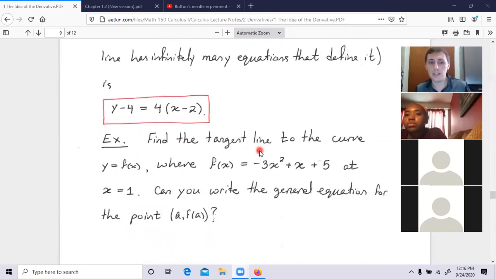So here is your next task. Find the tangent line to the curve y equals f of x, where f of x is minus 3x squared plus x plus 5 at x equals 1. And then the second part is maybe you can figure out a general form of the equation of a tangent line at any arbitrary point a, f of a. But first, let's do it at 1. So here is your curve. We have a formula for it, but we don't have a picture of it. And here is a point. And I want you to infer what is the tangent line to this curve at x equals 1.